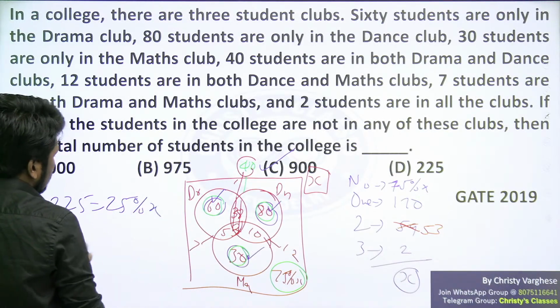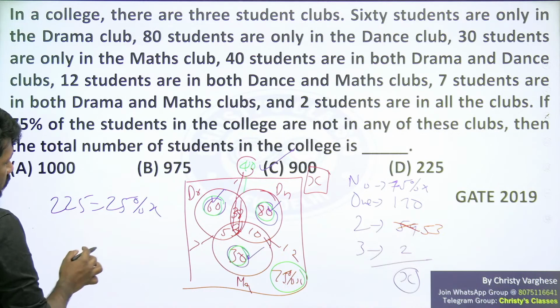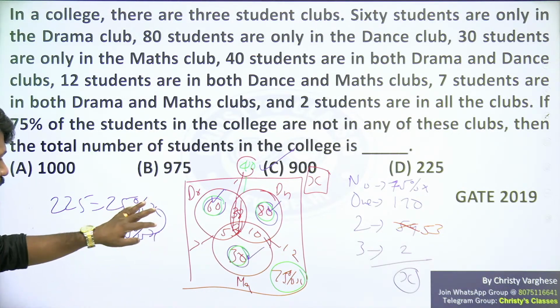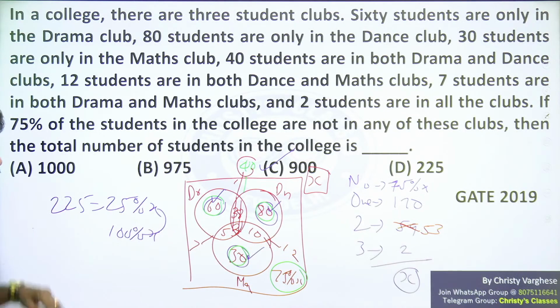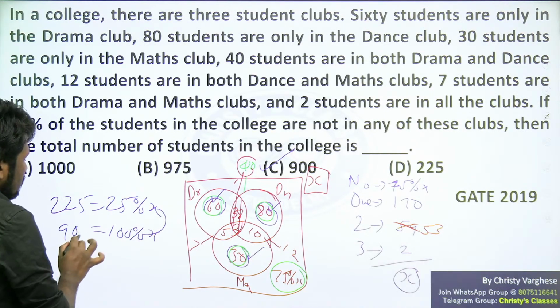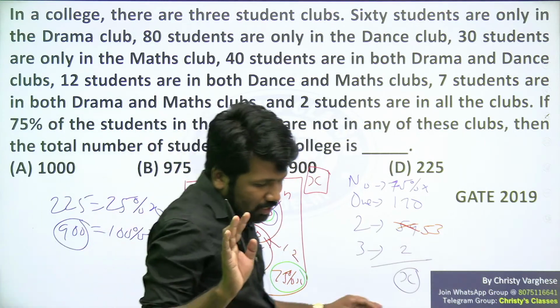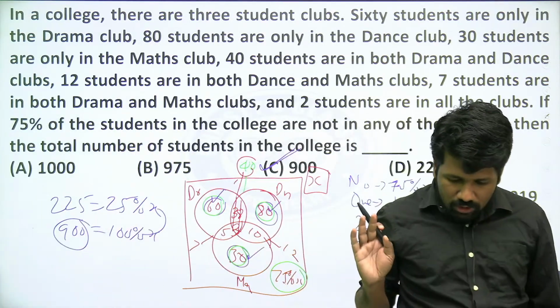25% of X now. 25% is 225 means 100% will be 4 times of it. Or mathematically simplify 25 by 100 X equal to 225, cross multiply it and simplify. 100% of X will be 900 and that is the answer. Please respond whether that confusion is clear now or not.